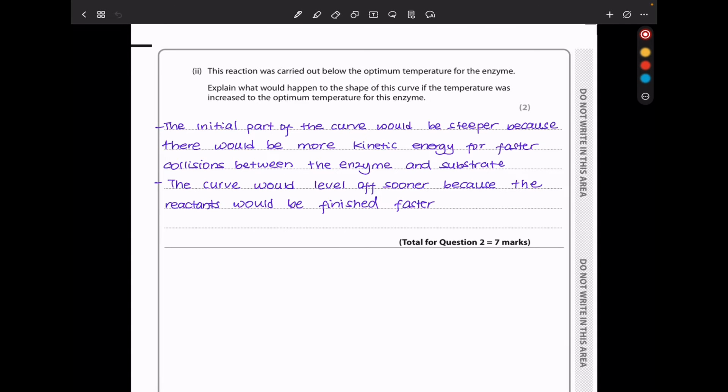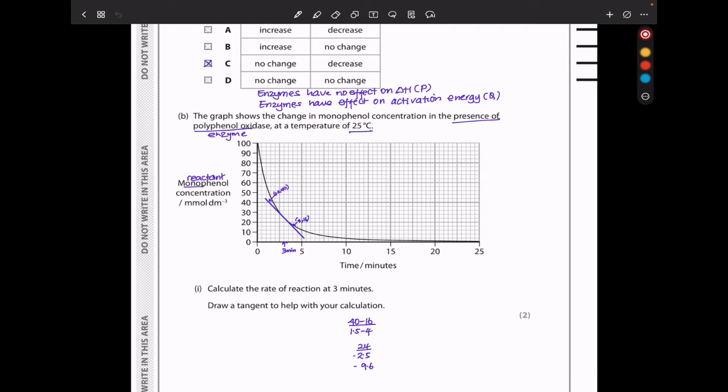Then here they say this reaction was carried out below the optimum temperature for the enzyme. Explain what would happen to the shape of this curve if the temperature was increased to the optimum temperature of the enzyme. If the temperature was increased, the initial rate is going to be faster, so the curve is going to bend in more, or it's going to have a steeper gradient. And again, it's going to level off earlier.